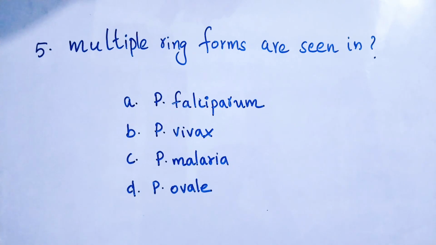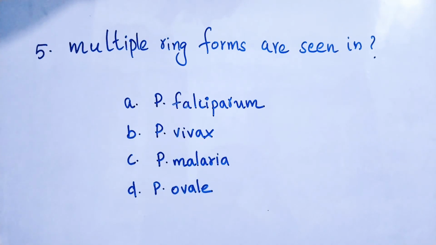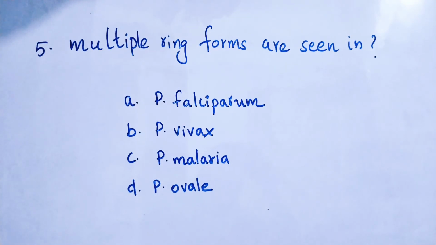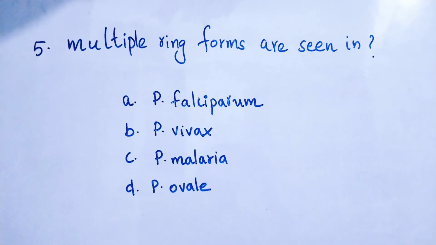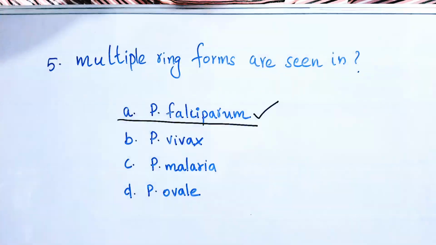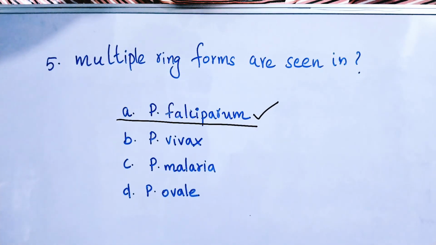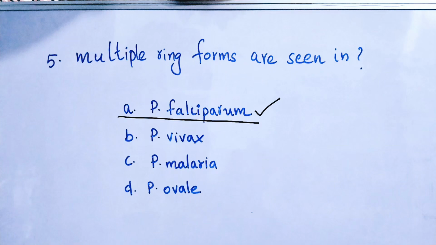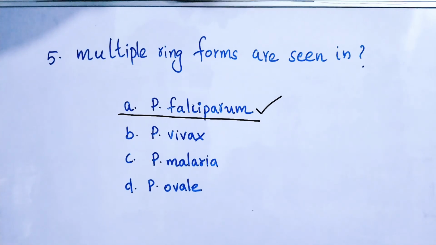Question number 5. Multiple ring forms are seen in option A, Plasmodium falciparum, option B, Plasmodium vivax, option C, Plasmodium malariae, option D, Plasmodium ovale. The right answer is option A, Plasmodium falciparum. Multiple ring forms are seen in Plasmodium falciparum.